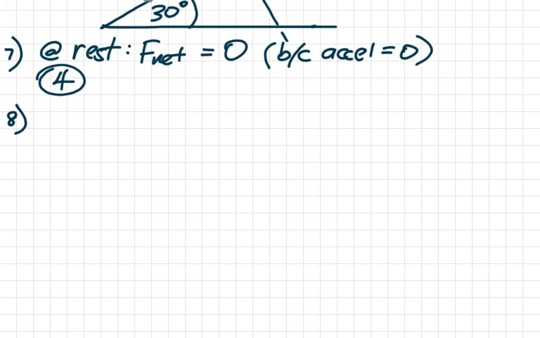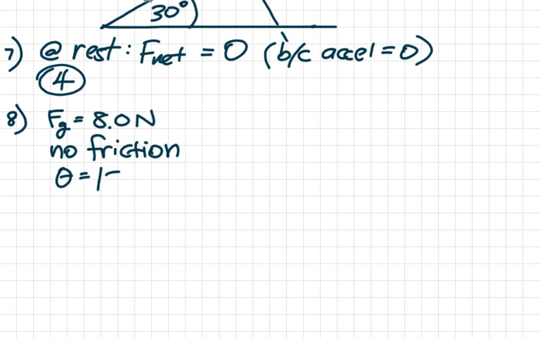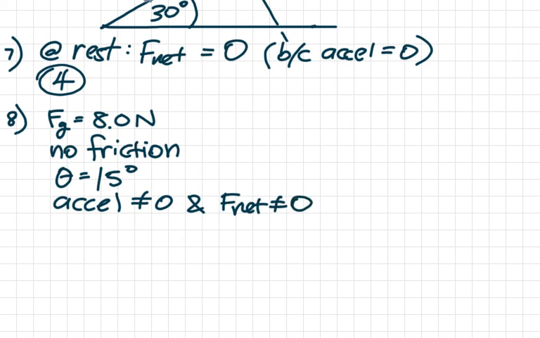Okay, last but not least, number 8. We have an 8 newton block, so we know that the weight of the block is 8 newtons. And it's on a frictionless ramp, so there's no friction. You just hear that garbage can roll by. And then we have an angle of 15 degrees to our ramp, and it is accelerating down the ramp, so we know that the acceleration is not 0. And therefore, if the acceleration is not 0, then I know my net force is not 0. And it wants to know, what is that net force?